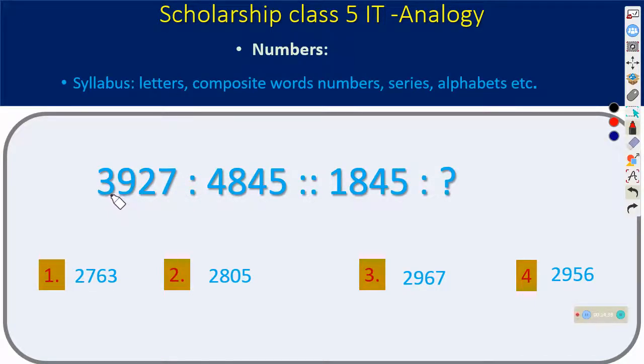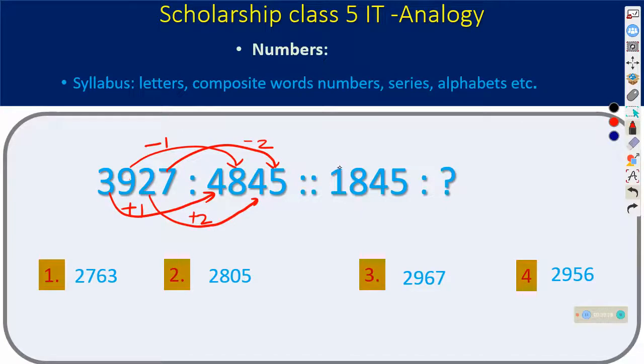No, that is not it. 3927. 3 became 4, 9 became 8, 2 became 4, 7 became 5. Very good, easy clue. 3 became 4 because 1 added, 9 became 8 because 1 subtracted, 2 became 4 when 2 added, 7 became 5 when 2 subtracted. I don't know whether this is a method.